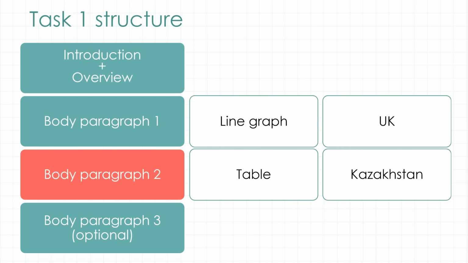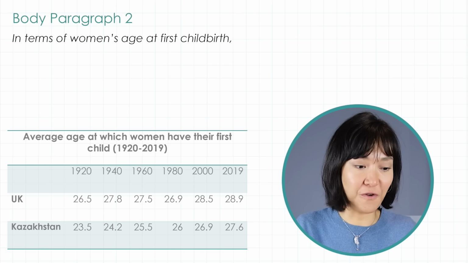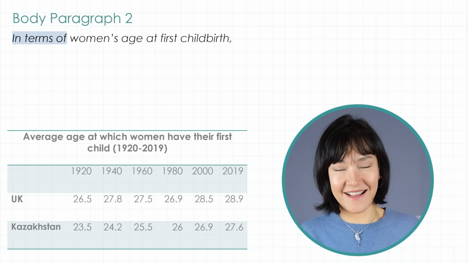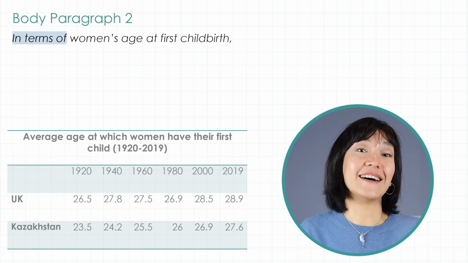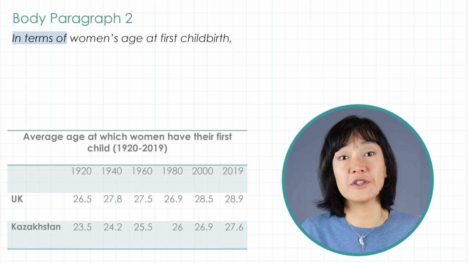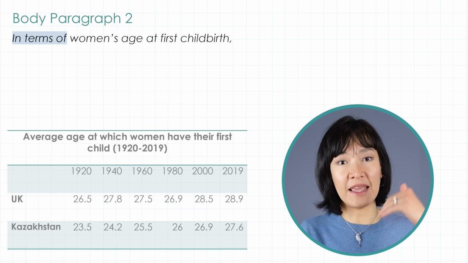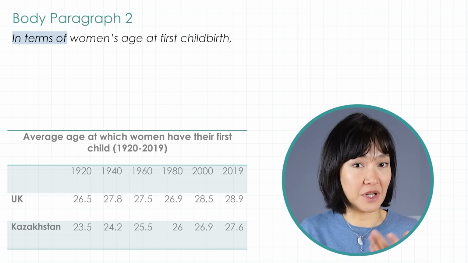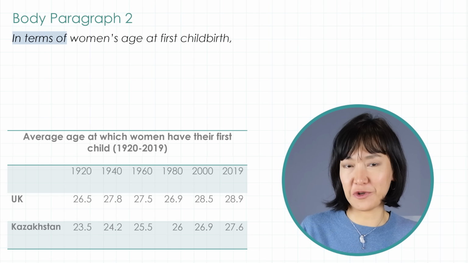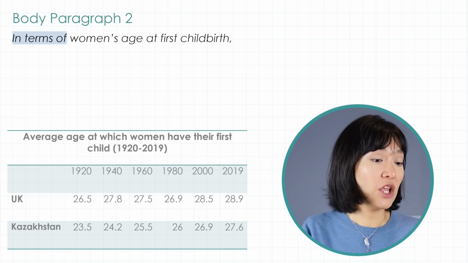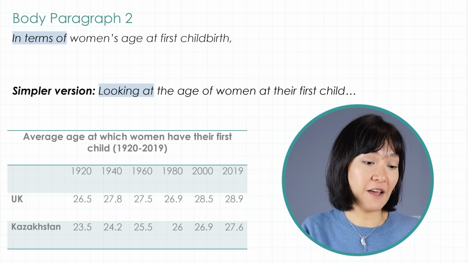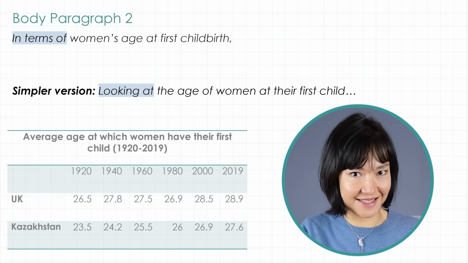And now let's move on to our second body paragraph about the table. So here I started the paragraph with the linker. In terms of women's age at first childbirth. This linker, which is quite complex, tells us what this paragraph is about, and that's great for your coherence. It helps you link your ideas together, and examiners watch out for that. If it's a little bit too complex, you could just say, looking at the age of women at their first child, the meaning is the same.